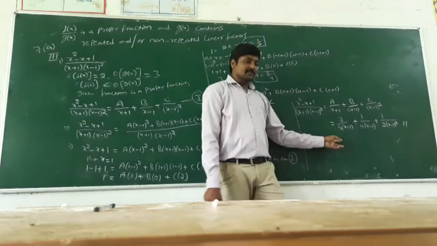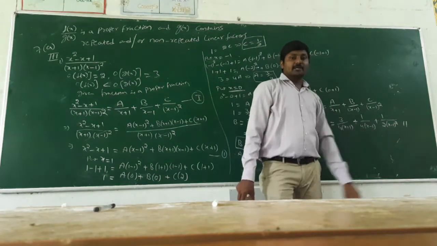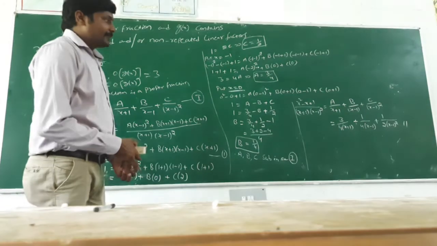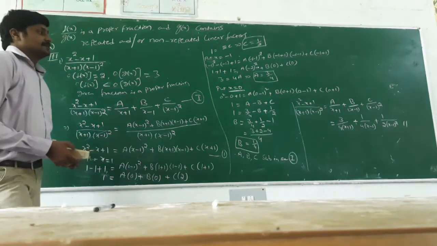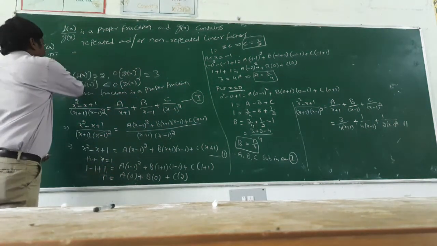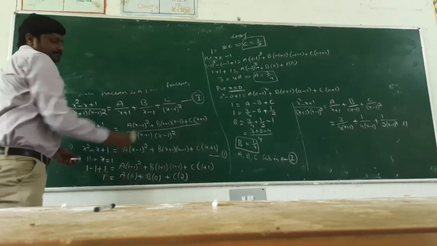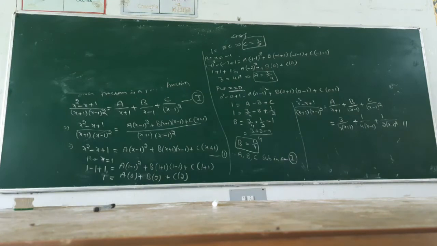Here the number of fractions is 1, 2, 3. The number of fractions is 3. This is the second type of partial fractions. Okay. Next we take another example in this problem. Okay, the second example.